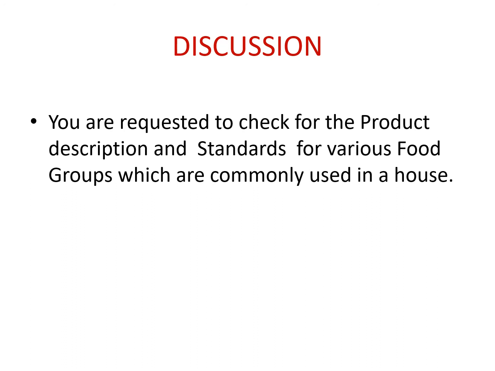What I request you is to check the food product description and standard for various food groups which are commonly used in the house. You can take the example of any milk or milk products, fruit, meat products, and fish, a range of 10 to 12 products which you commonly use. Prepare the product standard and compare it with how the products are available in the market.